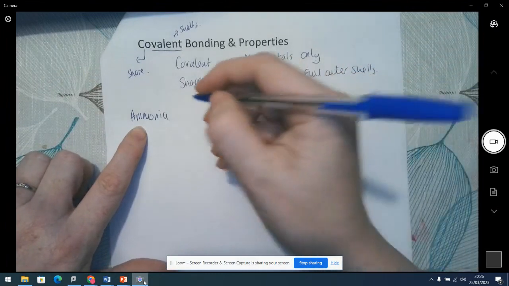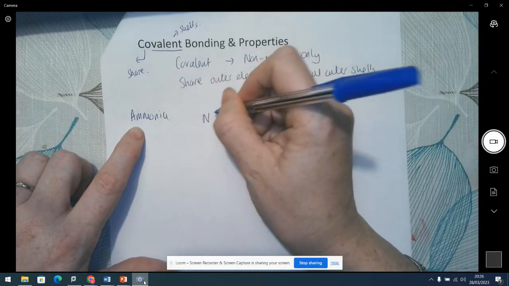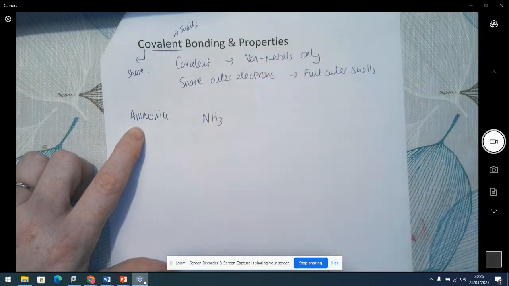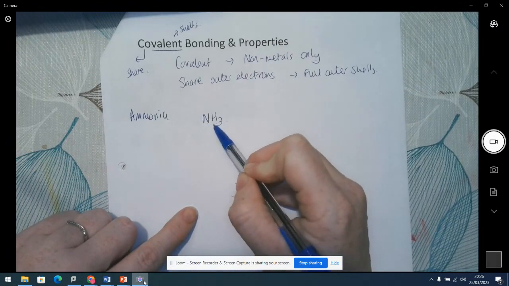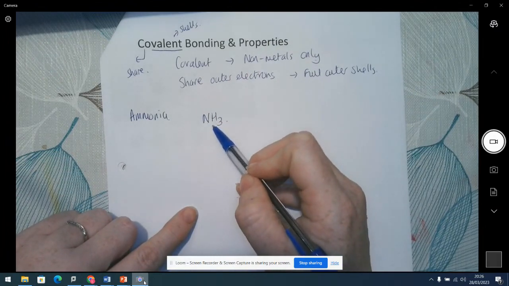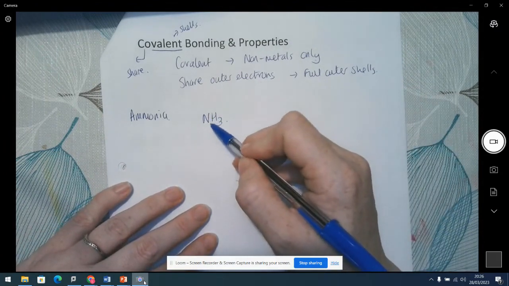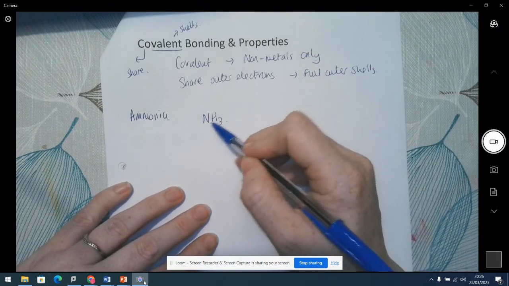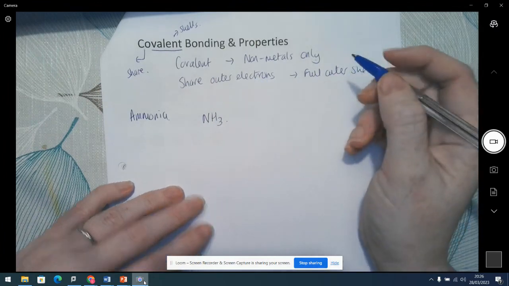So ammonia, you will know from the Haber process if you do triple science. It looks like this. It is called NH3. And I can see I've got my 2 non-metals, so this must be covalent in terms of the bonding that is taking place. Now, I want to show that these guys are going to share electrons in order to get full outer shells.